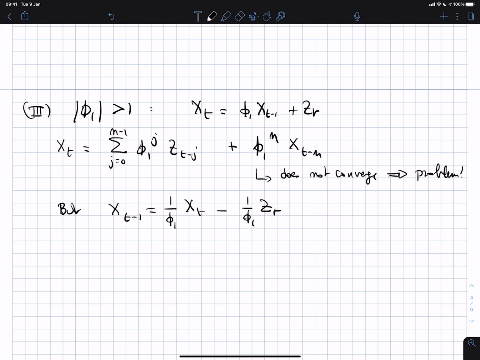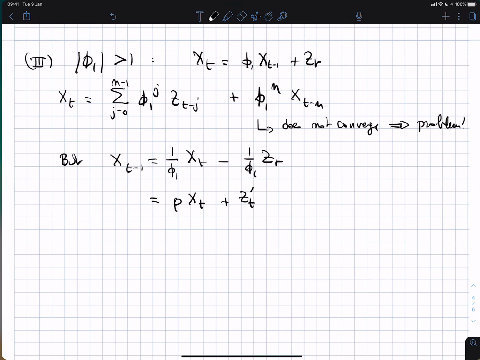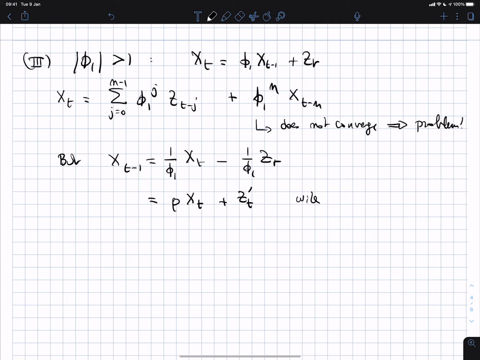Okay, and this gives us what? Well, it gives us an equation of the form rho times xt plus some other noise, which I will call zt prime. So here what do we have? We have rho is 1 over phi 1. I hope I didn't make a mistake.